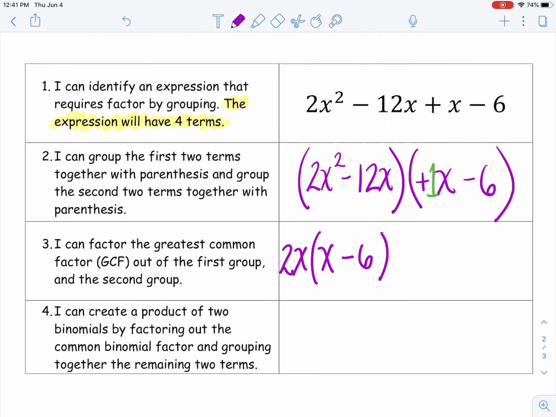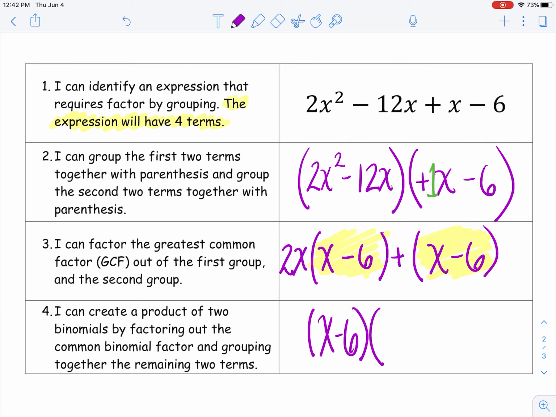Okay, let's look at the second binomial. I have 1x and negative 6. 1 and negative 6 have nothing that they're both divisible by, so I'm just going to put a plus sign out there. And you can see now that we have the two binomials equivalent to each other. Okay, both binomials are x minus 6 after we have factored out a GCF. Okay, so we're going to bring the common binomial out in front, and then we're going to bring down what's left and make our second binomial.